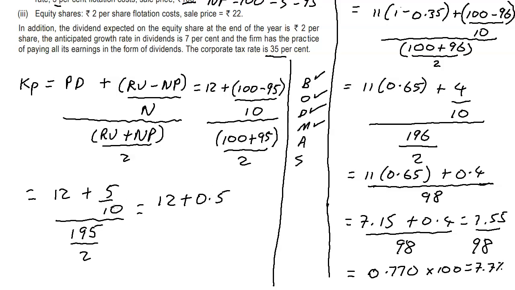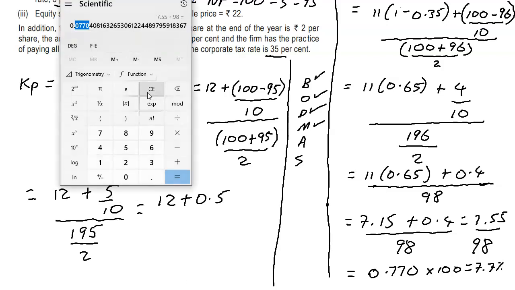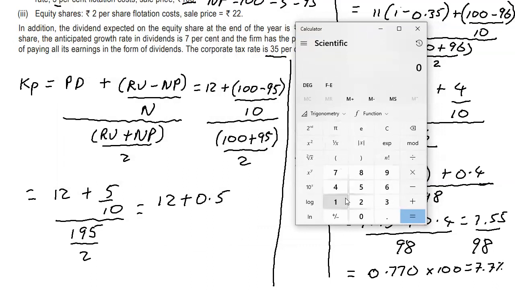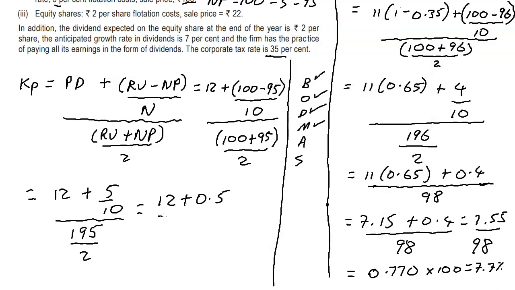Okay, if you have doubts, always use a calculator. You're allowed a calculator, don't unnecessarily try to do it mentally. You're not here to impress anybody. 195 upon 2 gives you 97.5. Okay, so you have 97.5, and finally we end up with 12.5 upon 97.5.